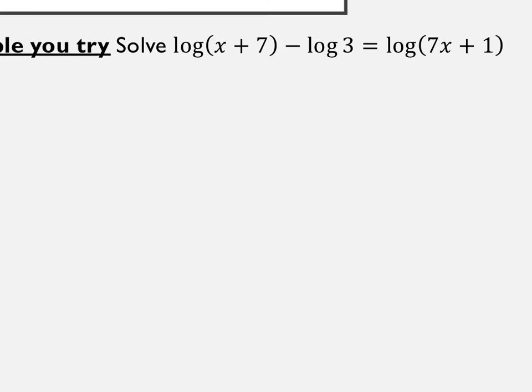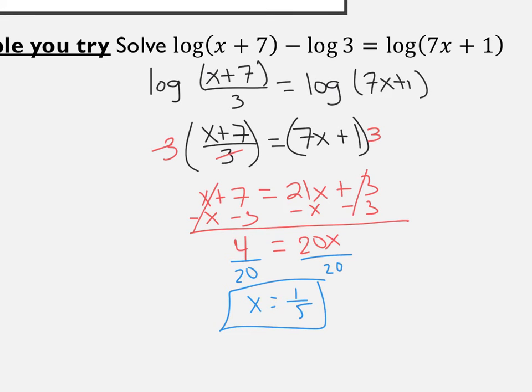Take a minute and try the next example. Hopefully you find for this one x to be 1 over 5, which if you were to plug into the original equation, you don't get a negative log with the log on the left side, and you don't get a negative log on the right, so we're good to go.